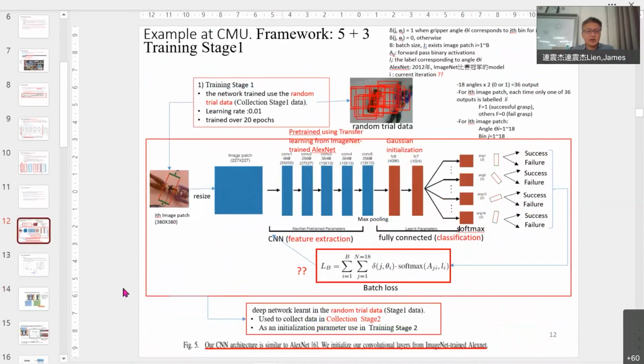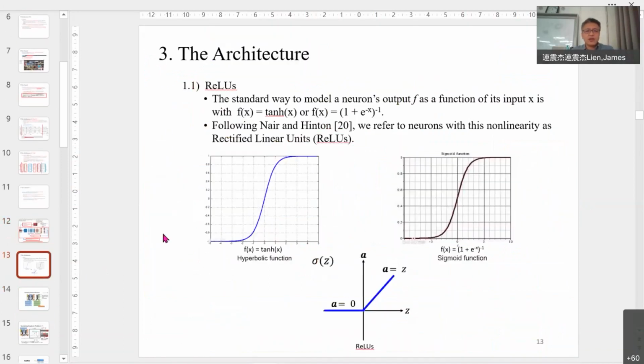Okay, and this is the loss function. And this is the ReLU here. Okay, so you can use ReLU.